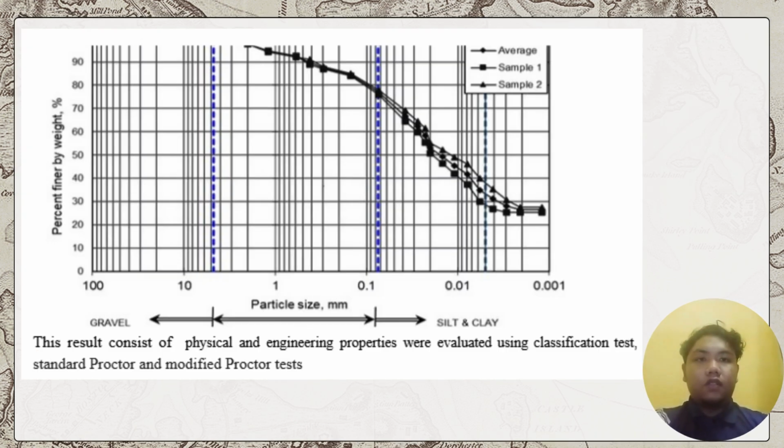The sample was subjected to standard Proctor and modified Proctor tests in accordance with ASTM D698 and D1557, yielding maximum dry unit weights of 18.14 kN per cubic meter and 20.31 kN per cubic meter respectively. The in situ dry unit weight of soil as measured by the block sample is 18.63 kN per cubic meter. The graph of particle size analysis of the sliding material shows the result, and engineering properties were evaluated using classification tests, standard Proctor and modified Proctor tests.